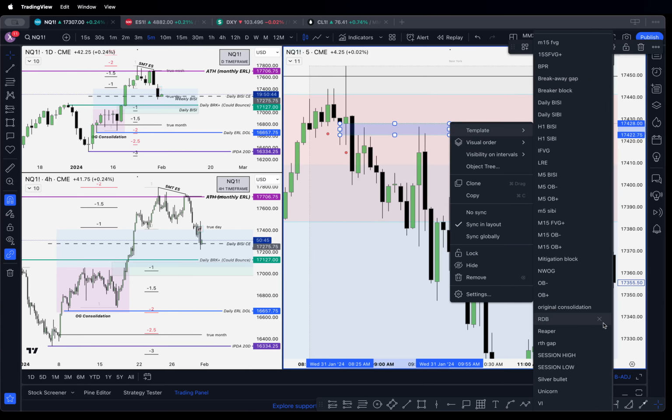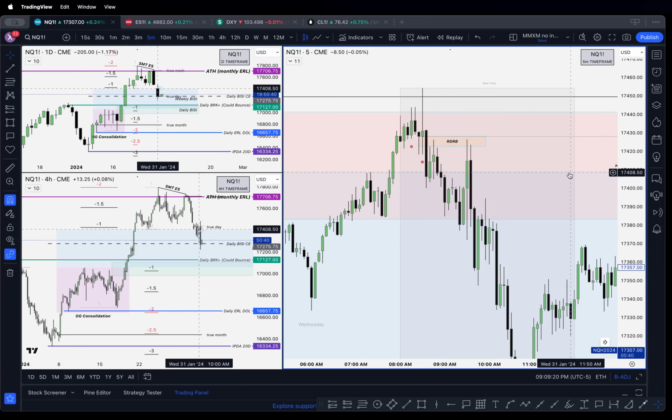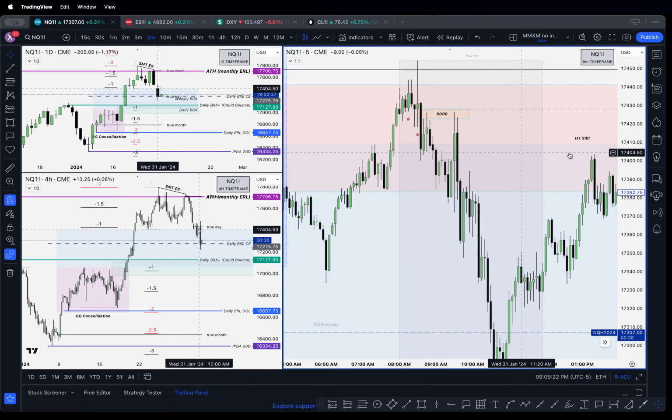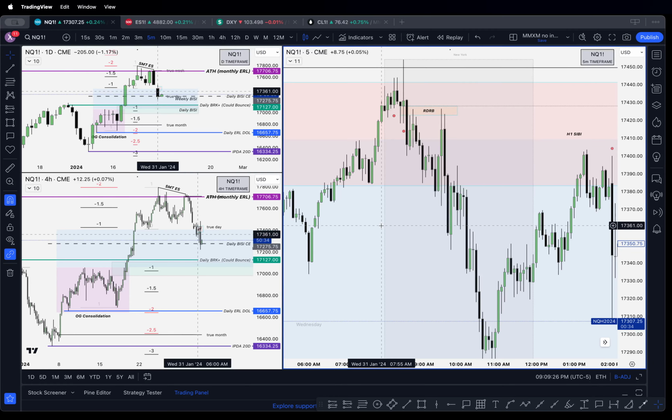Again, we're at the point in the mentorship where I'm not going to be teaching you which PDRAs to use. You can use whatever you want. Although today we're going to get into a cool topic, which is PDRA selection, which is high confluence PDRAs and what to look for in them.